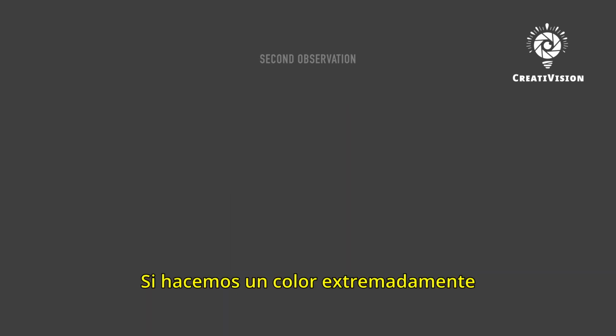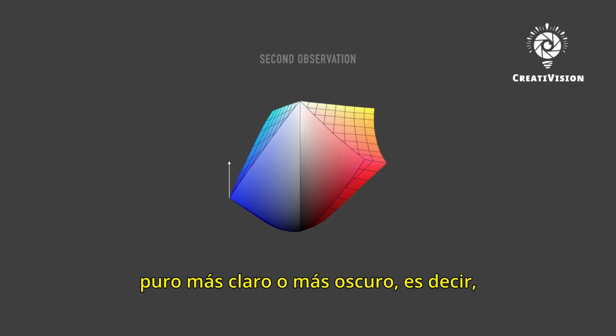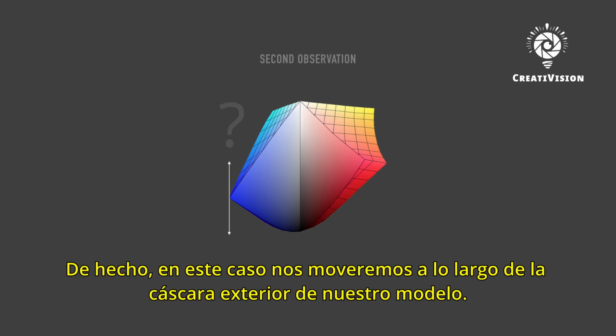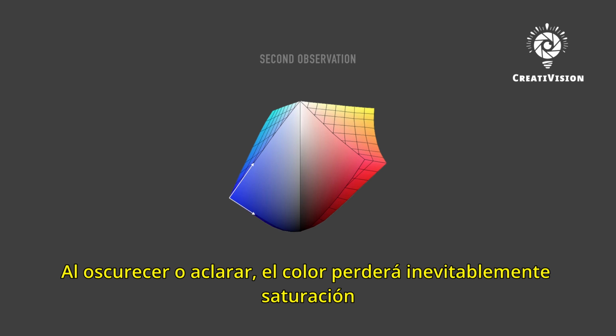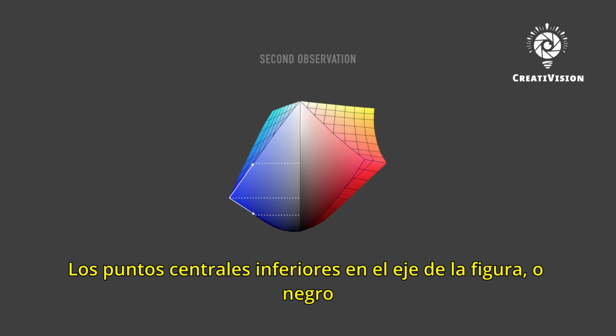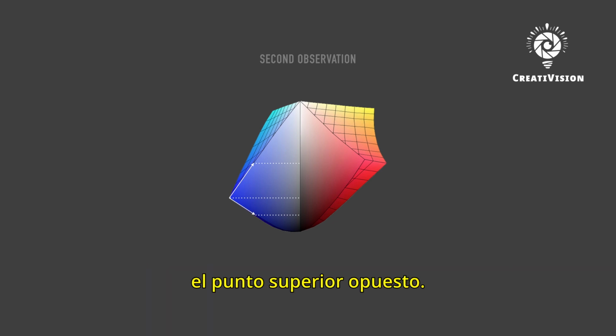Second observation. If we make an extremely pure colour lighter or darker, i.e. add white or black paint to it, then we will find ourselves in a zone of non-existent colours. In fact, in this case, we will move along the outer shell of our model. When darkening or lightening, the colour will inevitably lose saturation, and in its range it will turn into absolutely unsaturated white, the central lower point on the axis of the figure, or black, the opposite upper point.